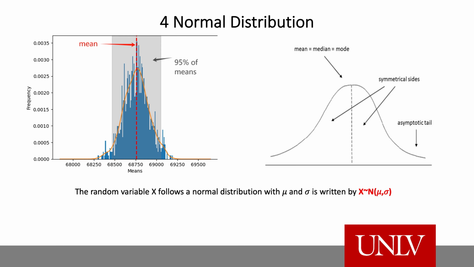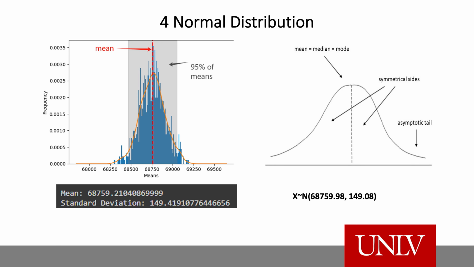In statistics, we use a special notation to describe a normal distribution. We say a random variable x follows a normal distribution with a mean and a standard deviation. We write this as x follows a normal distribution with mean mu and a standard deviation sigma. This notation simply tells us where the center of the distribution is and how spread out it is.